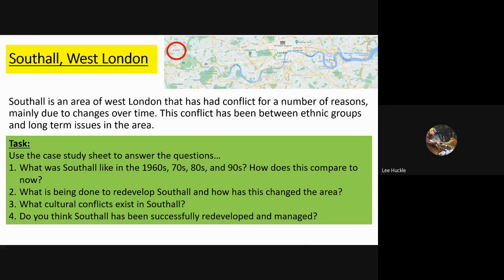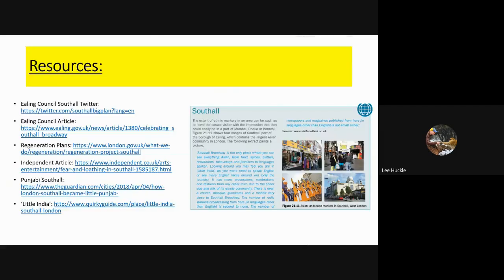So number three, what cultural conflicts still exist in Southall today and why? And then overall, bringing this together and evaluating, do you think Southall has been, was, or is successfully redeveloped and managed? So again, revisit your notes on this. Here were some of the resources you were given. You were given some website links, some journal articles to look at, and then part of the textbook as well.